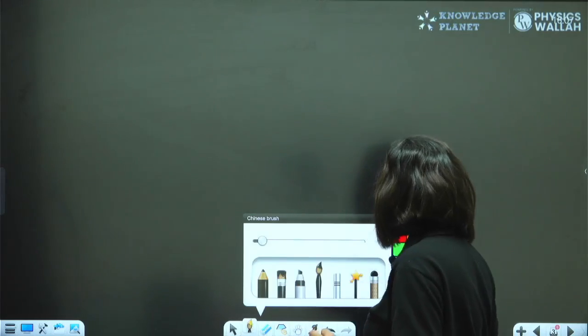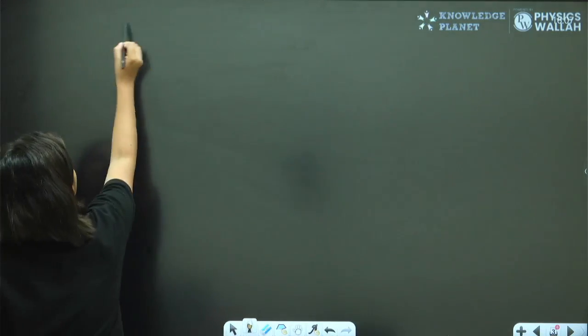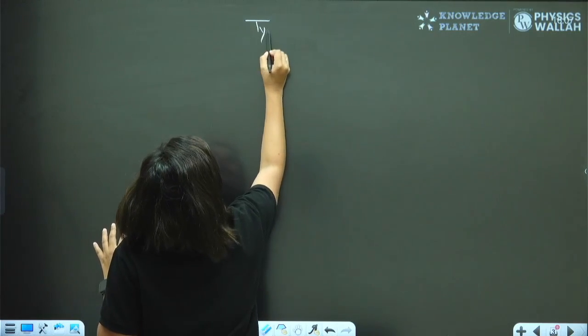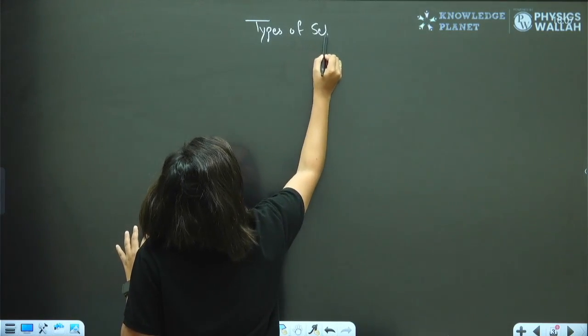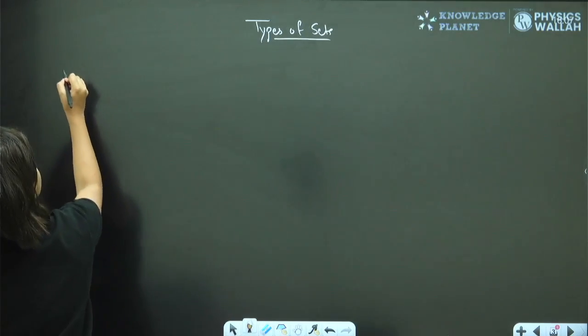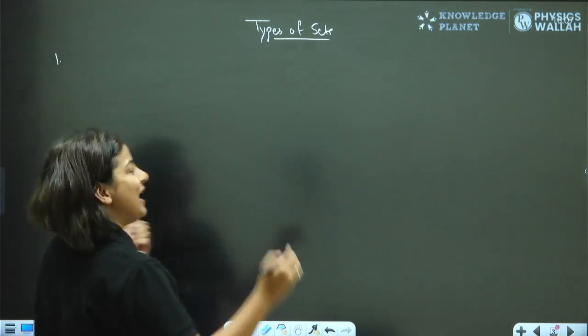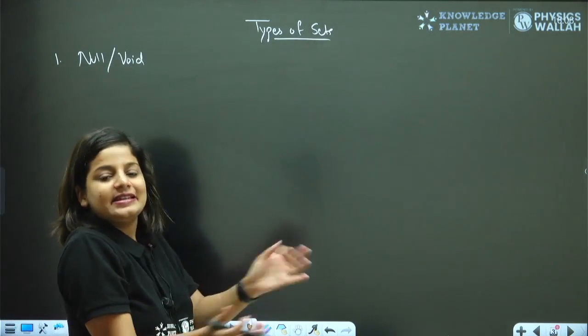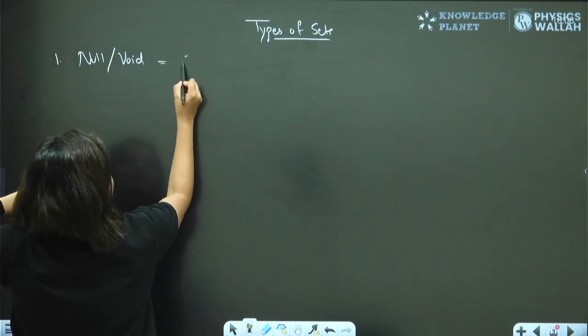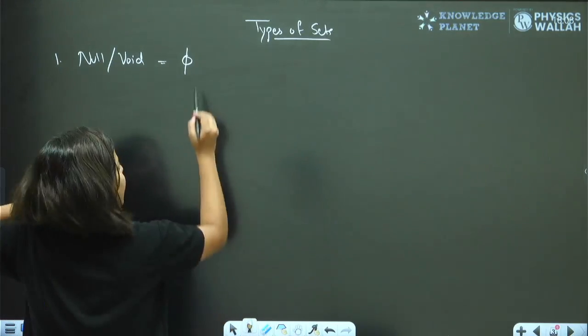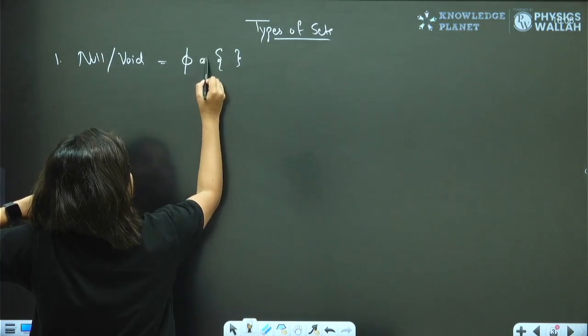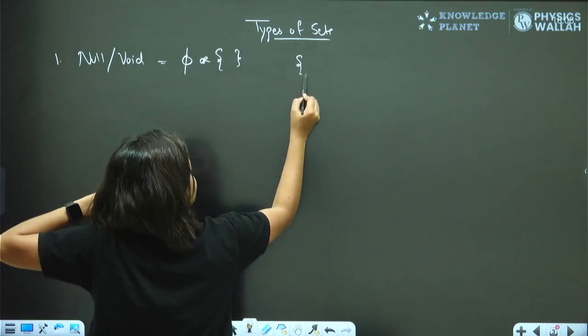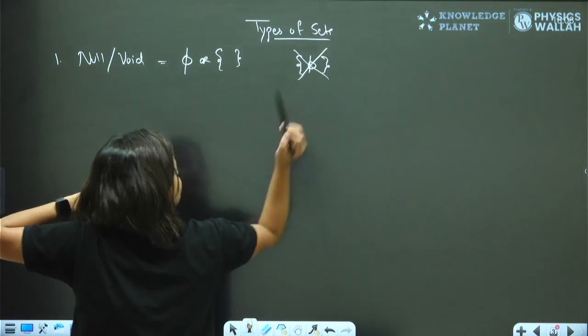This was the basic introduction to sets. After the introduction part, we moved on to the next portion, which is types of sets. How many types of sets did we study? The very first type: null or void set. The name itself says there is nothing in this set. It can be represented with the Greek letter phi, or empty curly brackets, any one of the two.